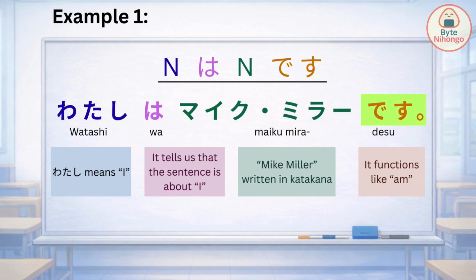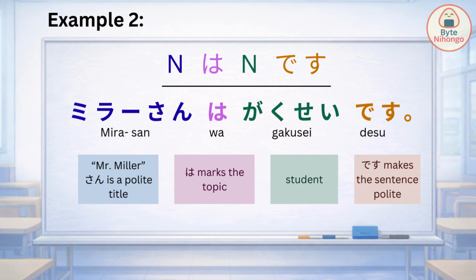です is the polite sentence ending. In this sentence, it functions like am. So when we combine everything step by step, the sentence becomes I am Mike Miller. Notice that in Japanese, the verb or sentence ending always comes at the end. The word order is different from English, and this pattern does not change.